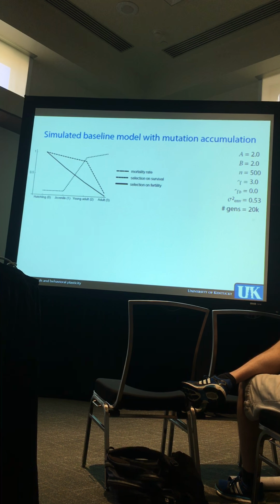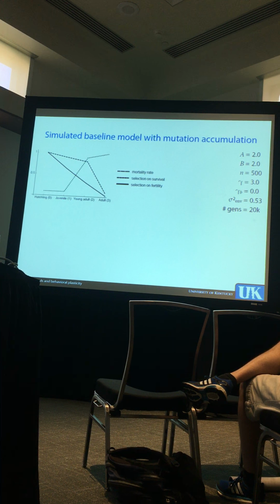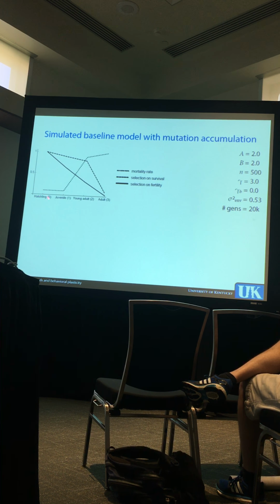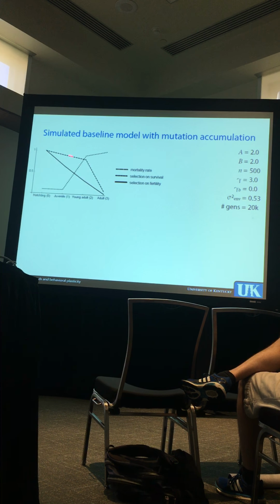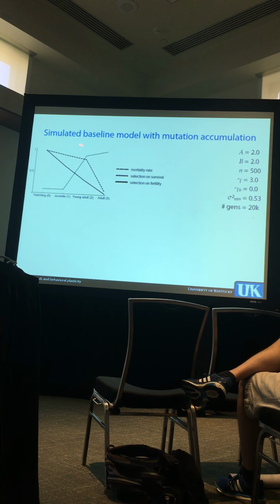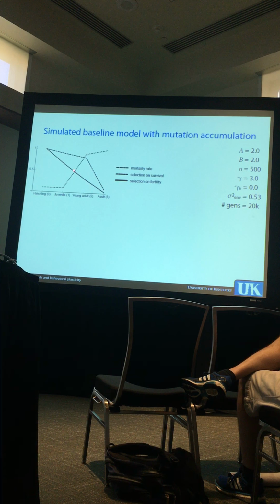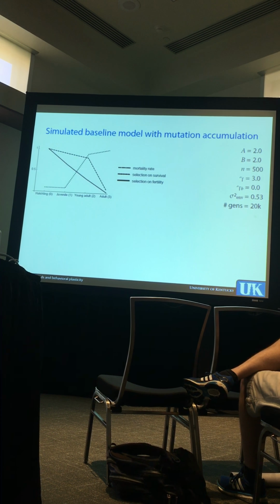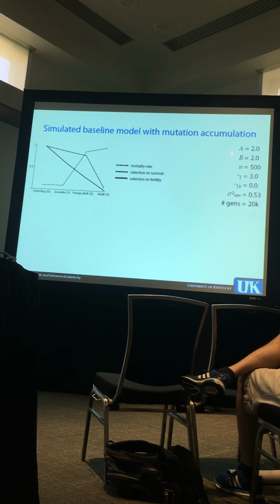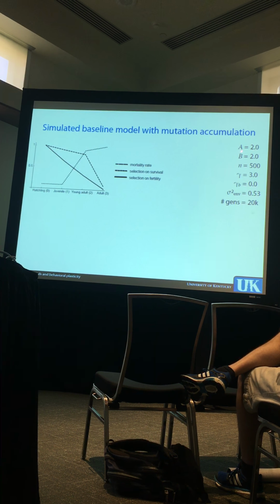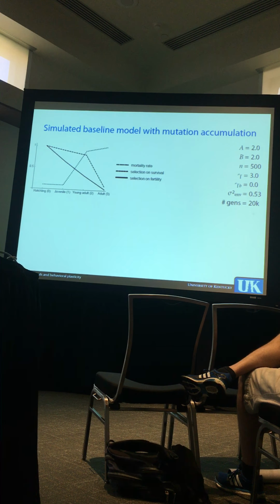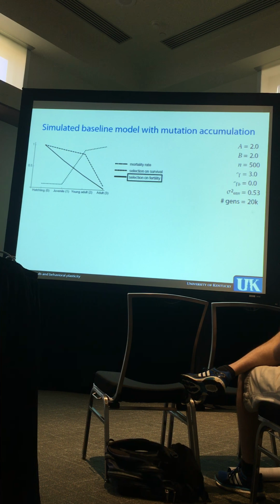This is just to give an example. This is a specific life history schedule that I chose. This is the mortality curve, so it's increasing mortality with age. And these two curves are the force of selection: first, the dotted line on survival, and then the solid line on fertility. The crucial part is that the optimal reaction norm has a slope of 2 and an intercept of 2. And here, there's going to be no cost of plasticity.